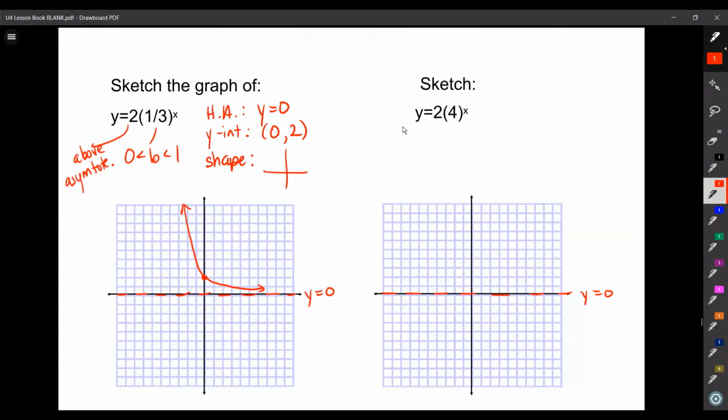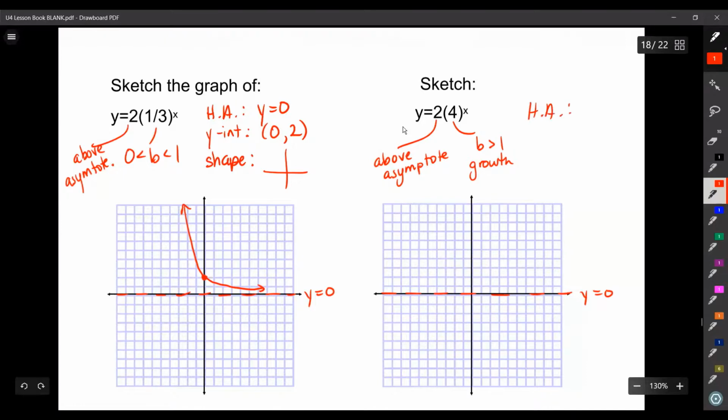Okay, so I know that this one also is above the asymptote. But this time B is greater than 1, so this must be growth that's happening. So we have our horizontal asymptote at y equals 0. We'll identify the Y-intercept and plot it. That's going to happen at the A value, so (0, 2).